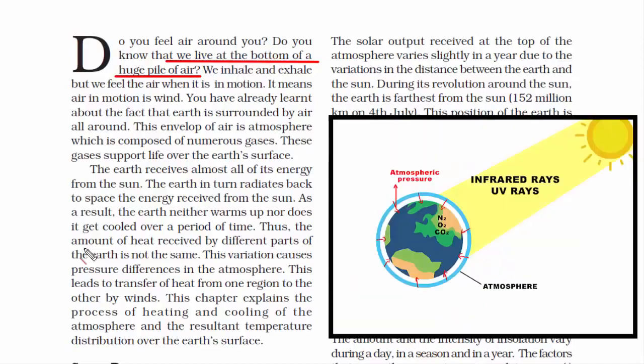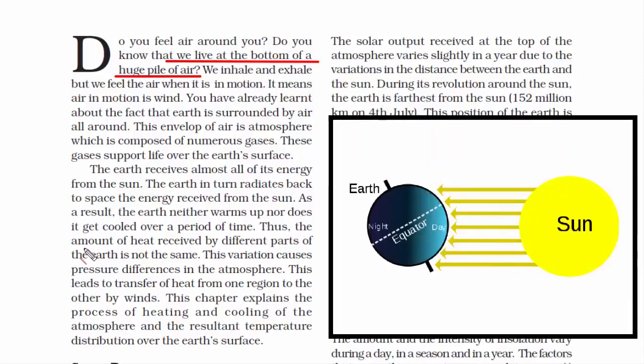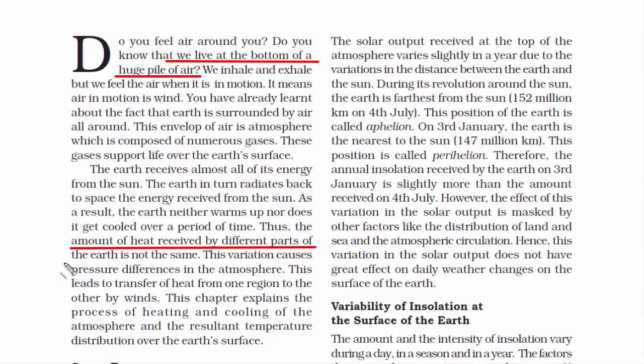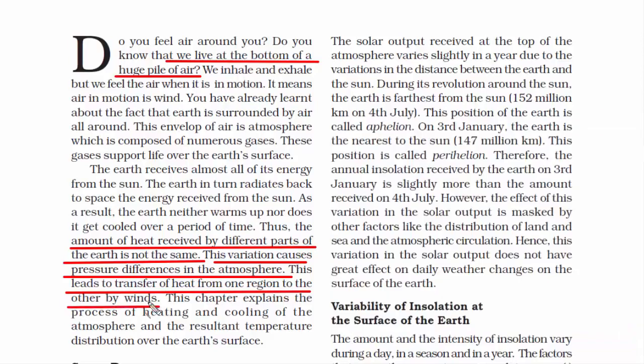As I've told you, the atmosphere acts like a blanket that protects the Earth from excessive sun rays, and it also blocks some heat and some life-essential gases from going out into space. And we also know that not every place on Earth receives the same amount of heat due to the natural tilt in the Earth's axis, which causes the sun rays to not reach all places on Earth equally. Because of this, the amount of heat received by different parts of the Earth is not the same. When temperature is not the same everywhere, that causes pressure differences in the atmosphere, that is high pressure and low pressure systems. And this further leads to transfer of heat from one region to another by winds. So basically these are the things that we are going to read in this chapter.